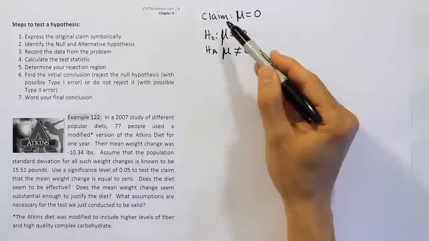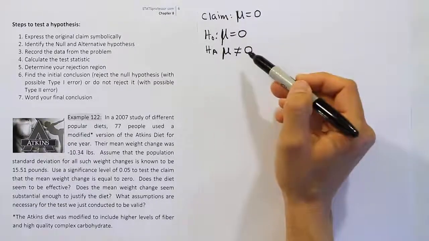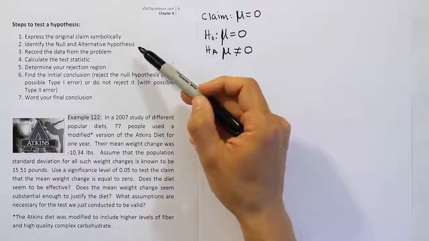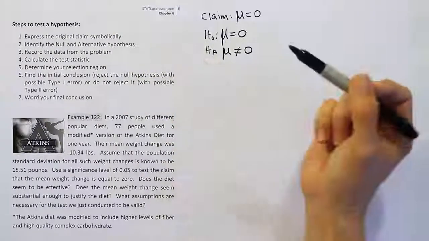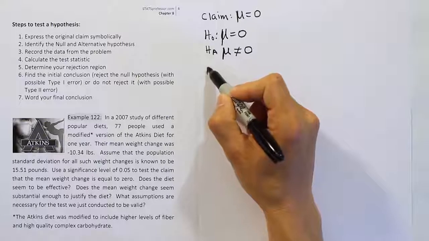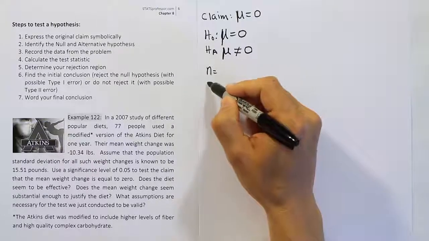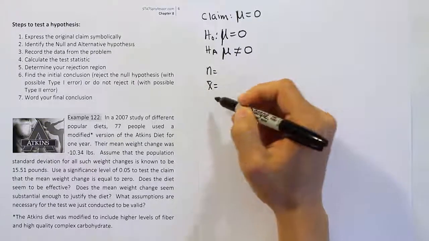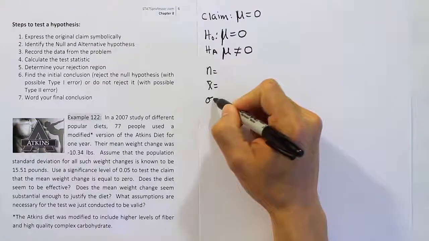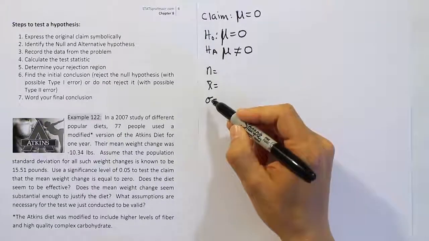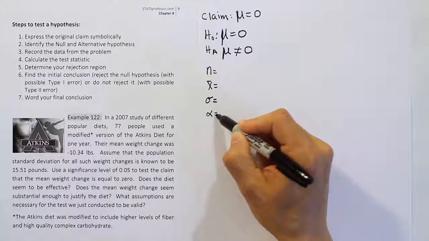Okay, so we have our claim. We have our two competing hypotheses. So we've done steps 1 and 2. Now we do step 3, which is to record the data from the problem. In these problems, we're going to usually have a sample size. We'll have a sample mean. We'll have some kind of a standard deviation. In this case, it says it's the population value, so we're going to use that. And then finally, we will have an alpha level.